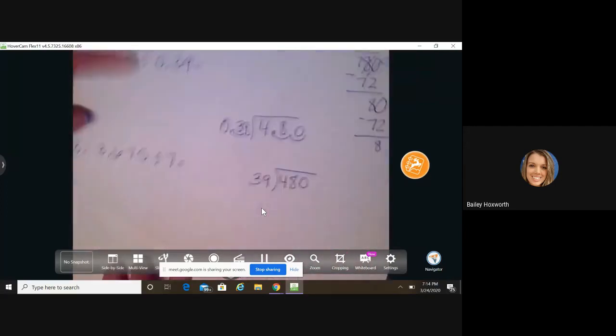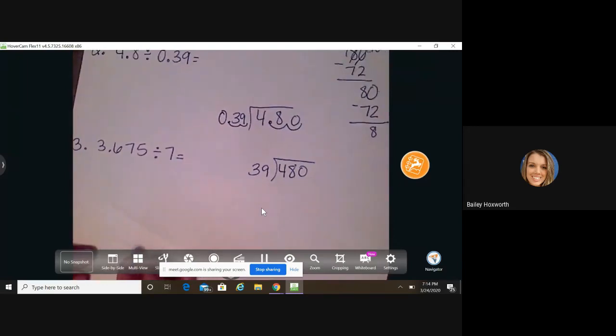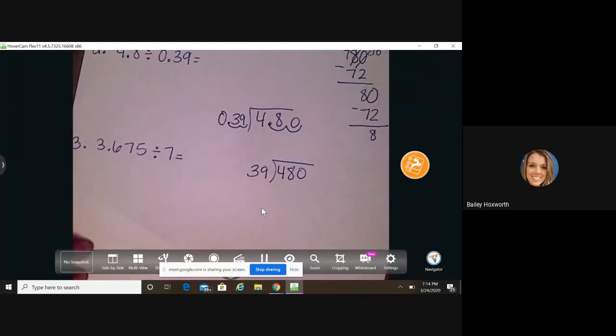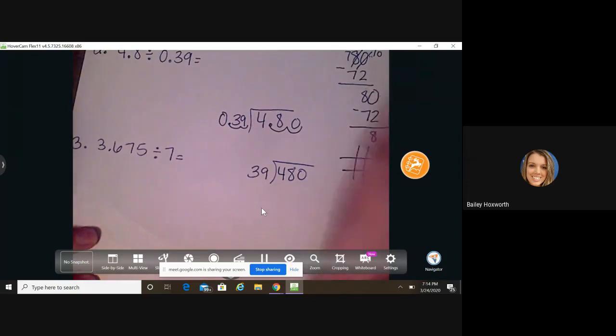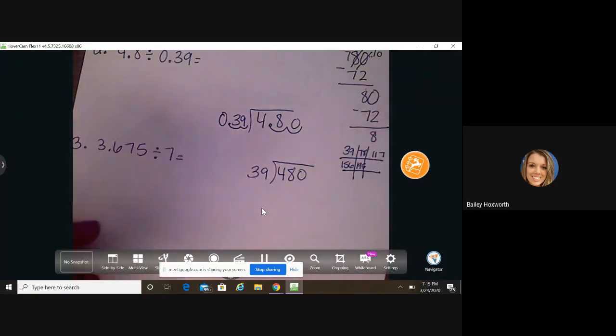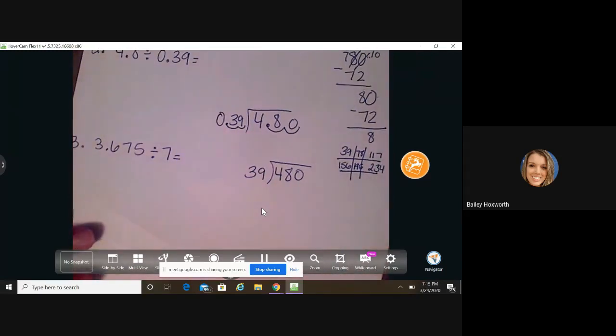No more decimals to deal with. Not right now. So let's take a look. Let's get our multiples of 39. And if you want to use your parents' phone, that is perfectly fine to write down your multiples or use a calculator. Not going to lie, I'm using my phone right now. All right, let's see if that's enough multiples to get us through.